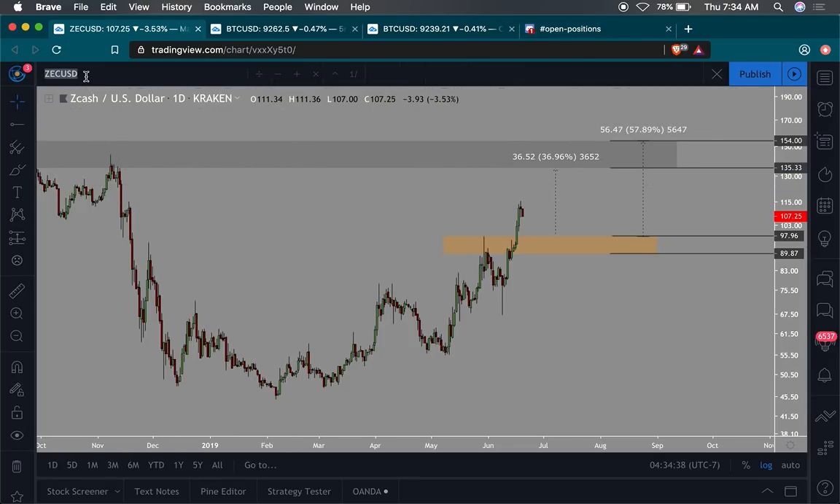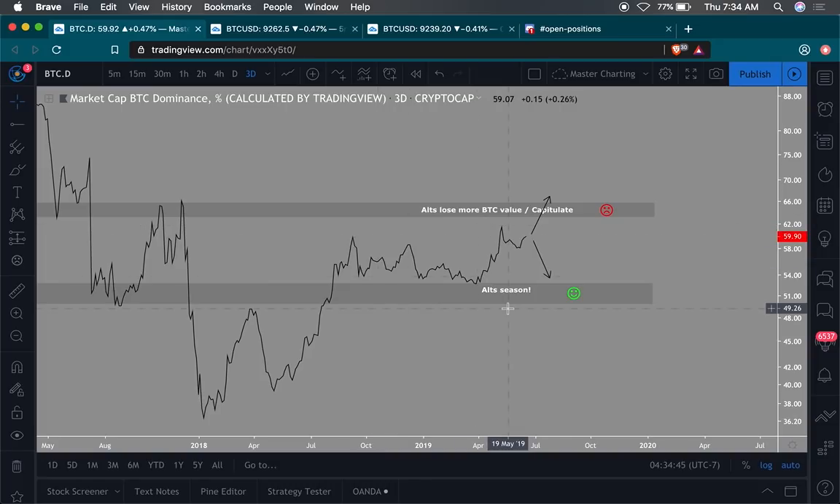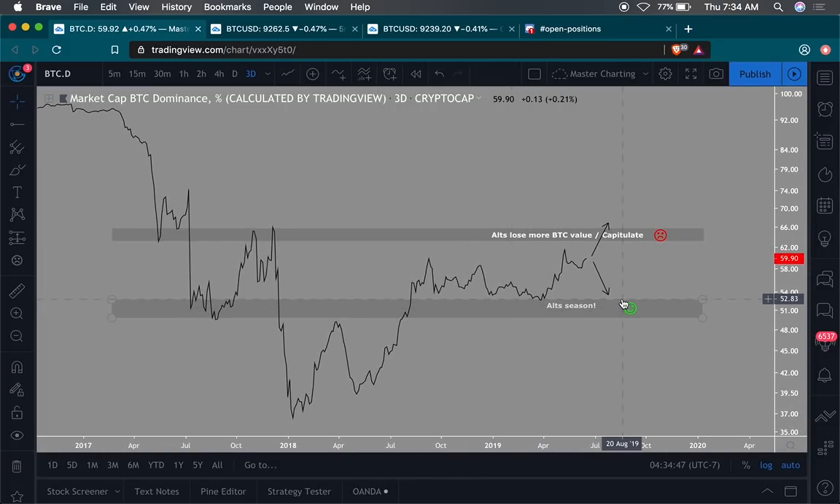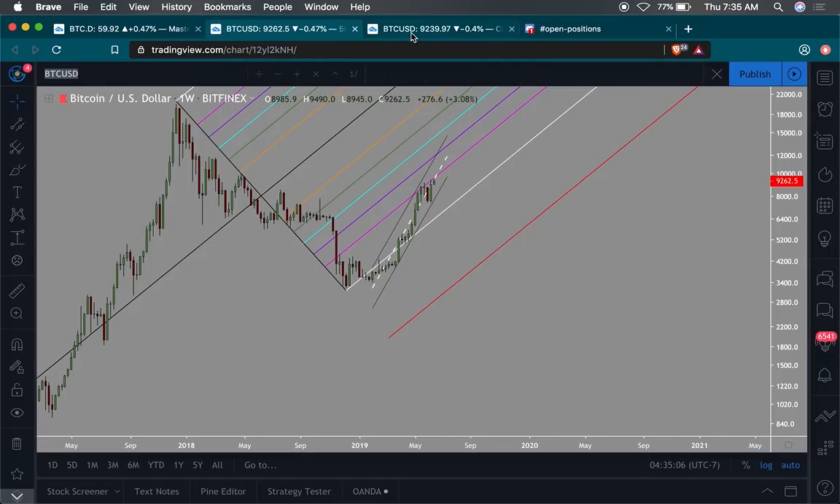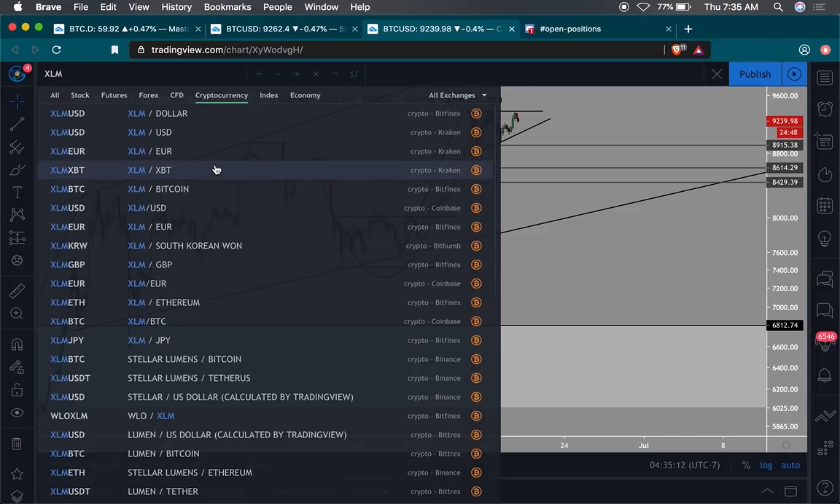Let me see. I wanted to talk about BTC dominance because I've spoken about it a few days ago. I think people really liked my explanation, so I'm going to go through it again. Here's the BTC dominance, guys. Currently at 59.9%. Okay. If BTC dominance keeps on ticking up, alts will lose more BTC value and more than likely capitulate. Okay, they're already sitting on critical resistance or critical support levels. Okay, let me give you an example. All right, so let's just take XLM, right?